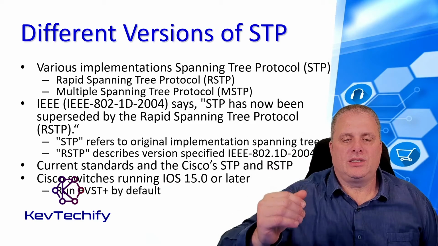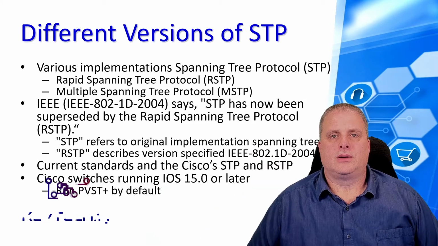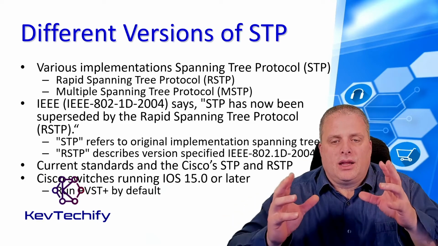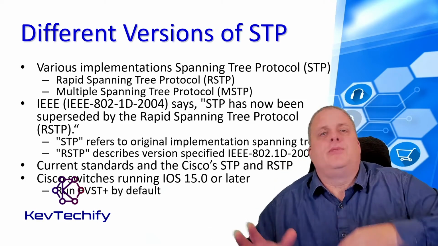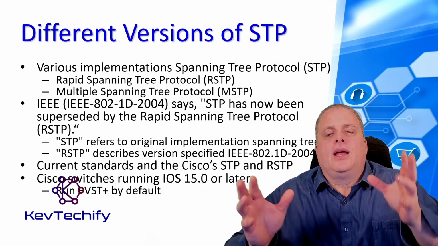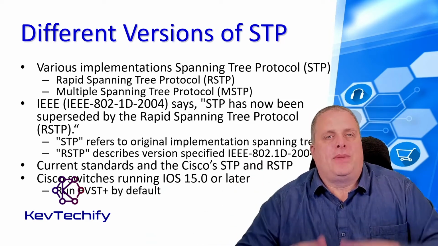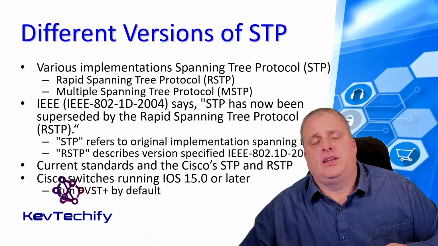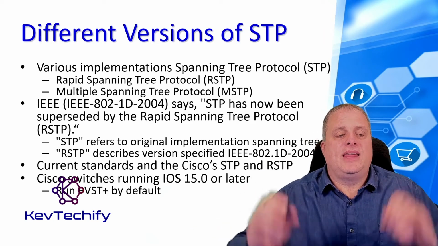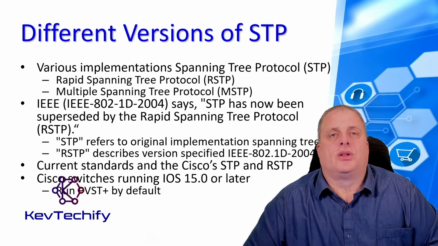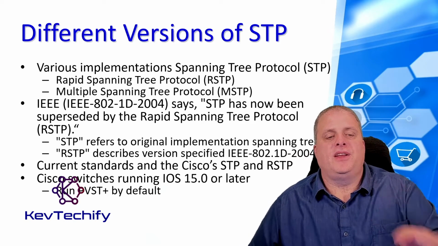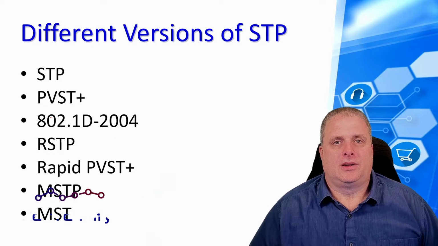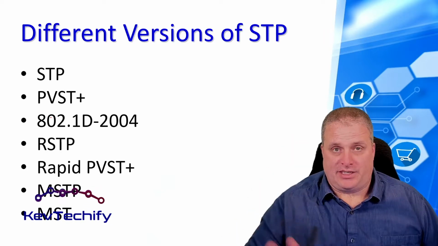Now, for the current standards, Cisco typically uses RSTP. They don't use the STP. Yes, RSTP is backwards compatible, but Cisco designs for that rapid spanning tree protocol. Cisco switches running IOS 15.0 or later use PVST+, per VLAN spanning tree plus, protocol. There are several different versions of STP out there.